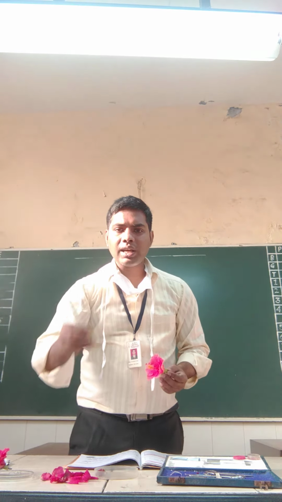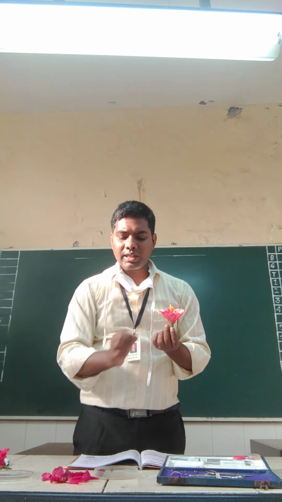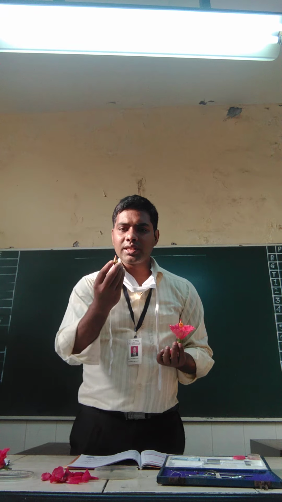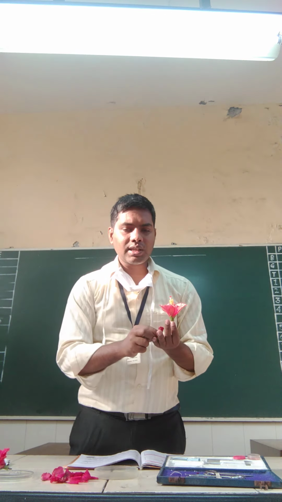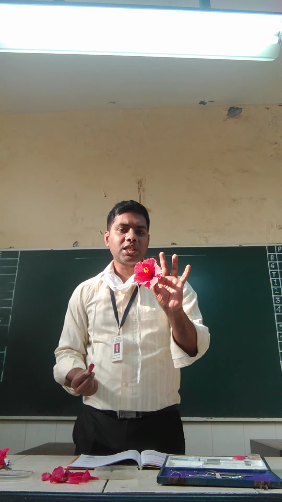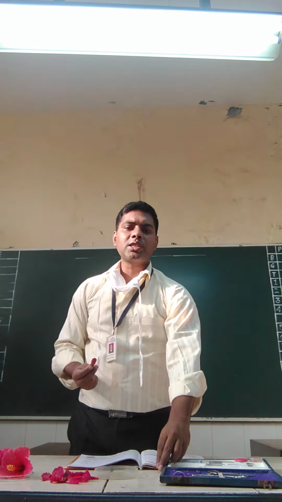Students, first I'll take this. You can see the hibiscus flower in bud form. This one is a little opened up, and this is the completely developed flower. I'll show you again. This is in bud form. This is a little open one, and this is the complete hibiscus flower, students. So let's see the different parts of the hibiscus flower.